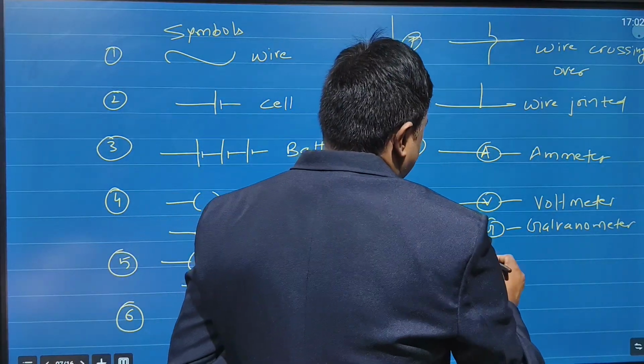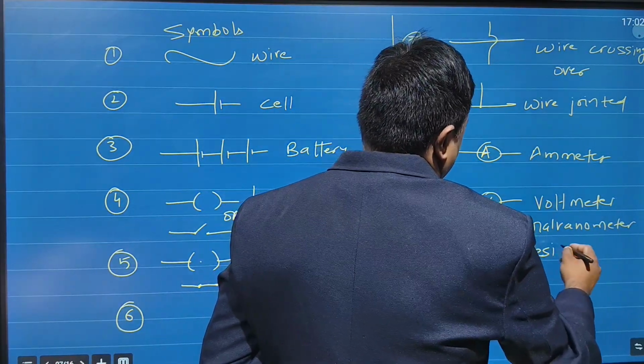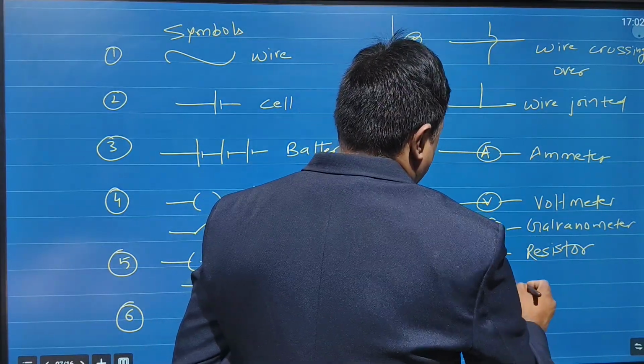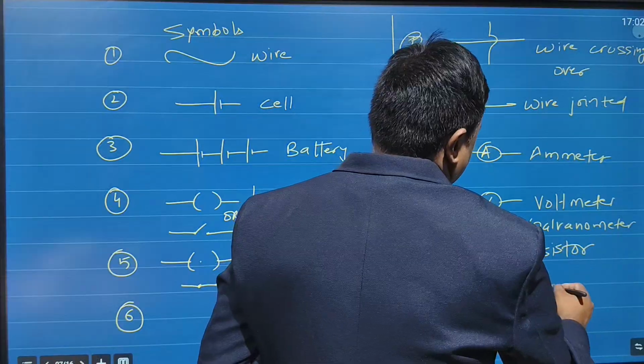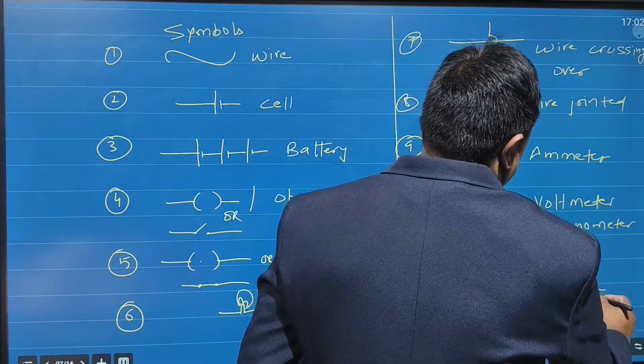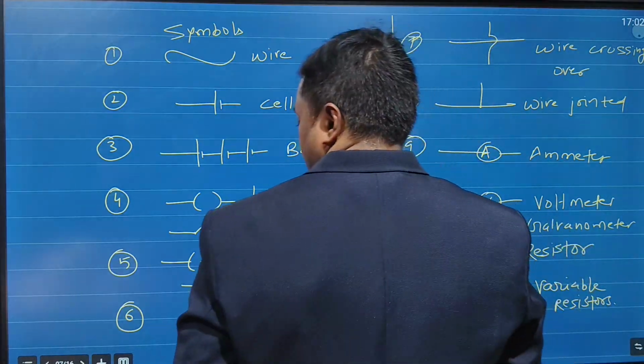Let's take some more symbols. This is the symbol of a resistor. And this is the symbol of a variable resistor. So these are the basic symbols we will be using in electric circuits.